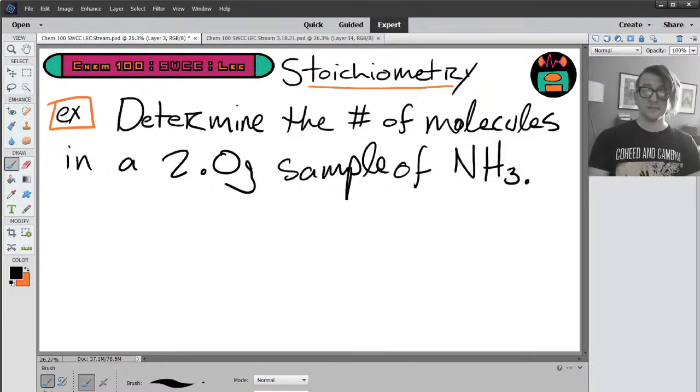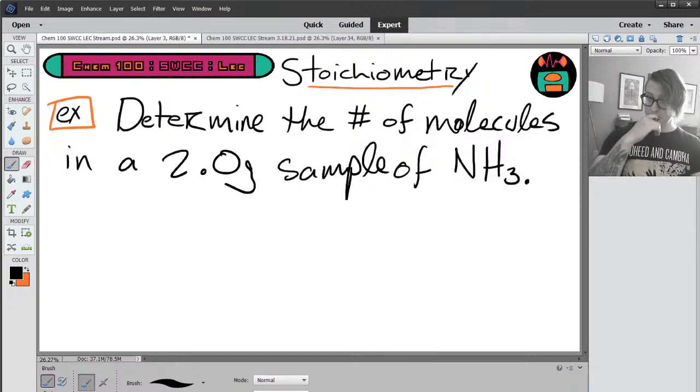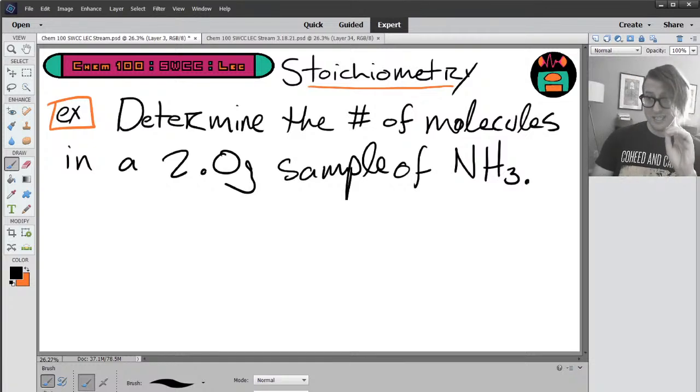So now let's give it a whirl. Let's determine the number of molecules in a 2.0 gram sample of ammonia, which is NH3, nitrogen trihydride. Where this problem differs from examples that we've done previously is before, I'd give you a sample of 5 grams of copper or oxygen, an atom, an element. I'd ask you to determine the number of atoms present, but this is a molecule.